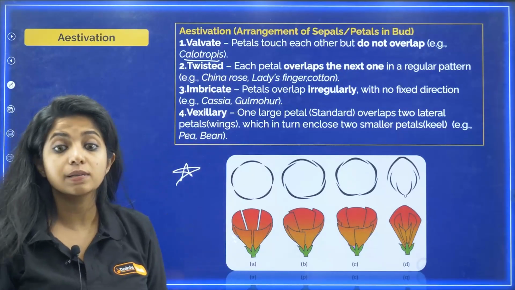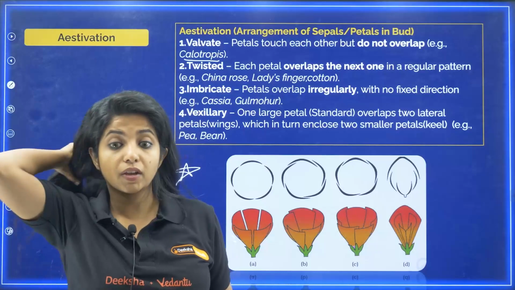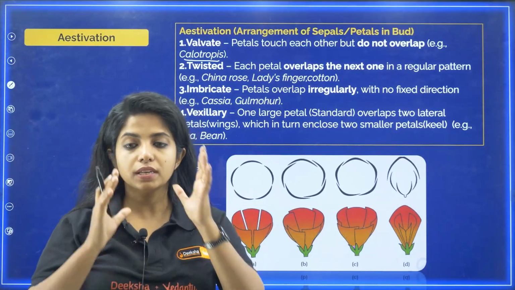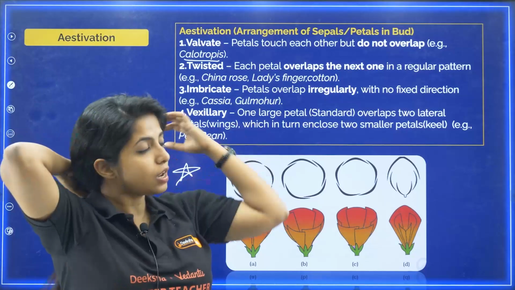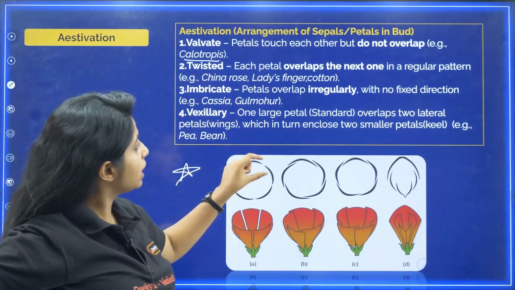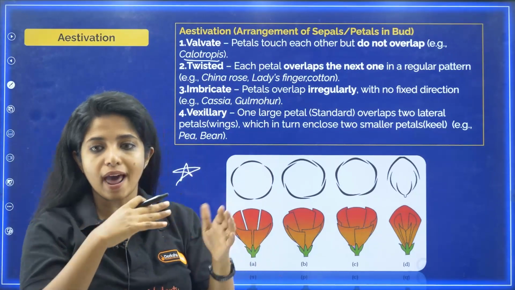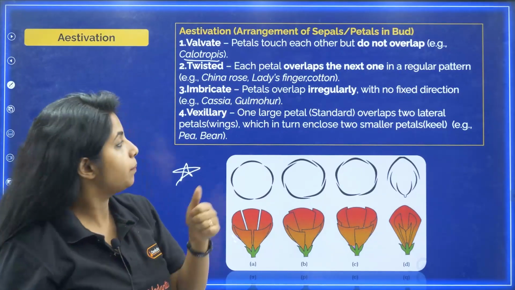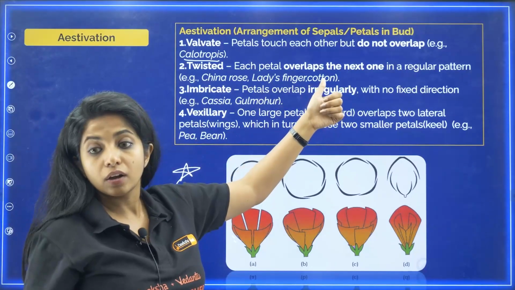Calotropis is the one that has cardiac glycosides. It has a toxin that can kill any animal that eats it. So valvate you see in the case of Calotropis. Now you have twisted. What is twisted? Where each petal, my dear children, is going to overlap the next one. Example: China rose, lady's finger, cotton, etc.